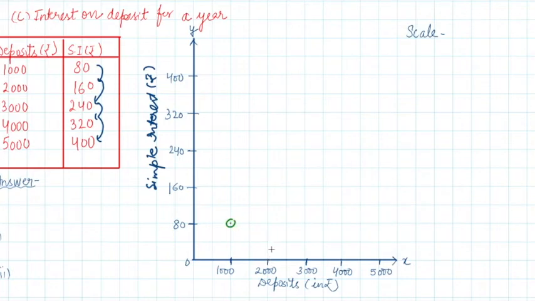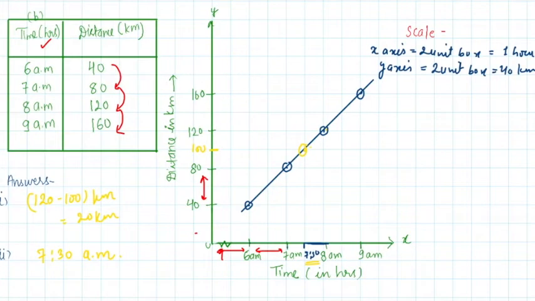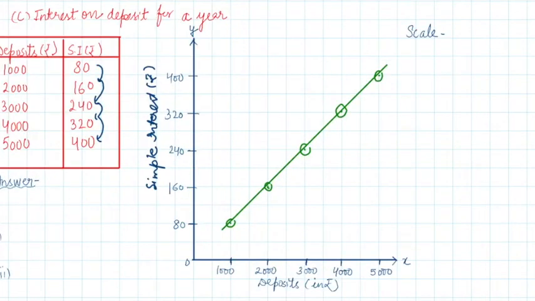For 2000 rupees, it is 160 rupees. For 3000 rupees, it is of 240 rupees. For 4000 rupees, it is again 320 rupees. And for 5000, it is 400 rupees. So these all are line graphs because you are getting collinear points. If you see, all the points in these three graphs are lying on the same line. So these are your line graphs we have got here.